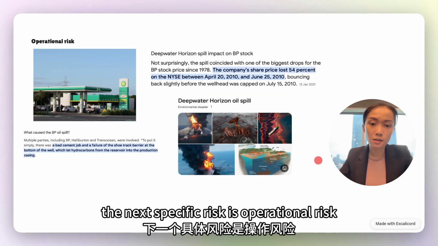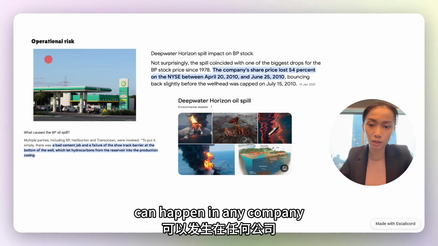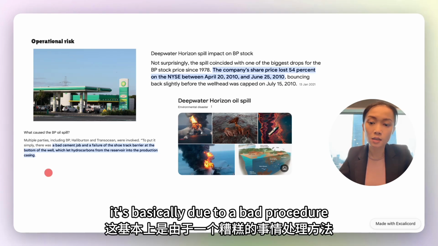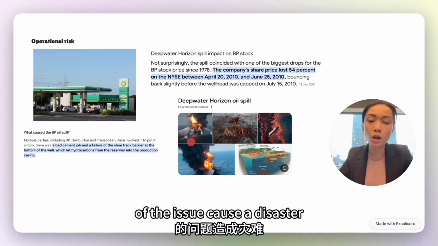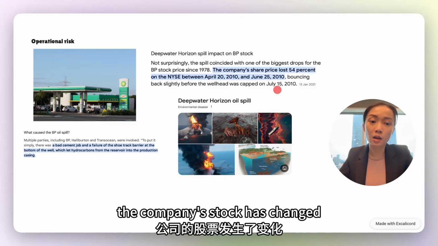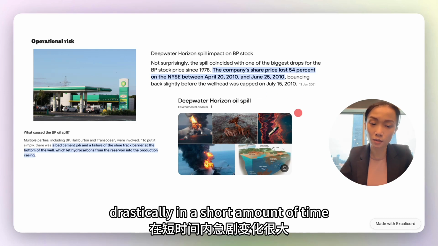Now, the next specific risk is operational risk. Operational risk can happen in any company, but that's just one example. It's basically due to bad procedures and also some management issues that cause a disaster. And because of this, the company's stock has changed drastically in a short amount of time.